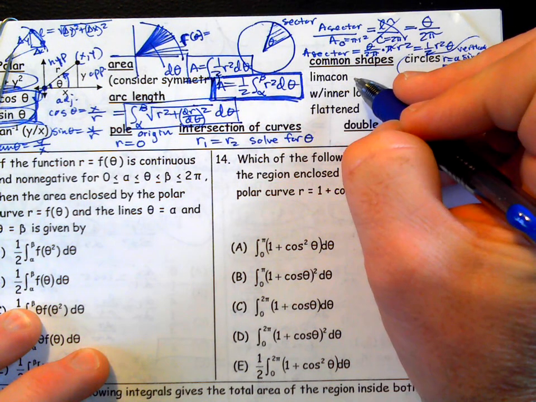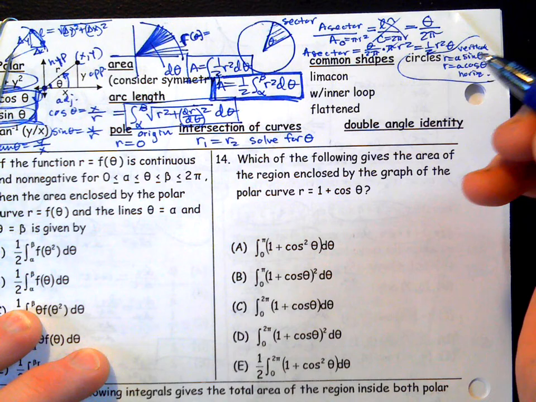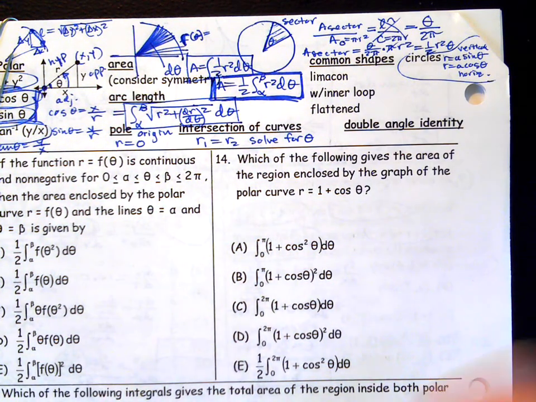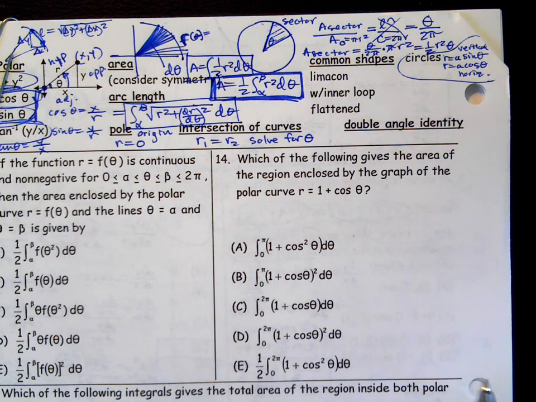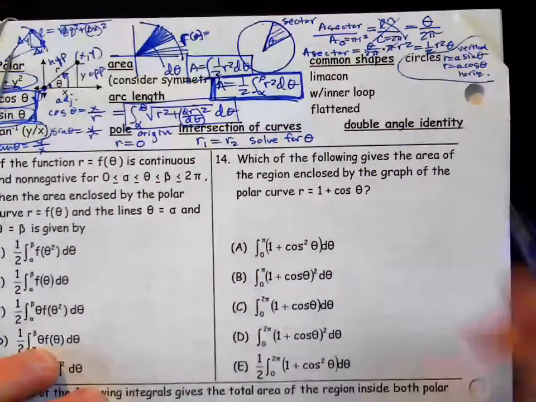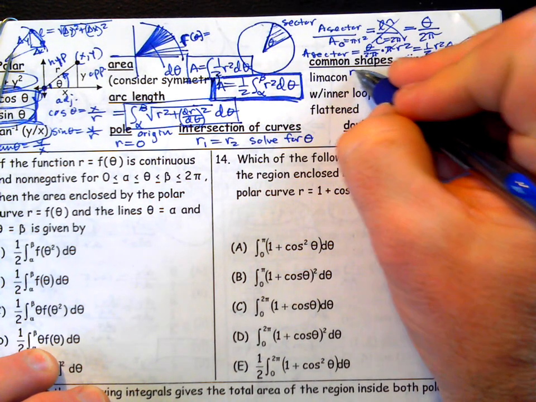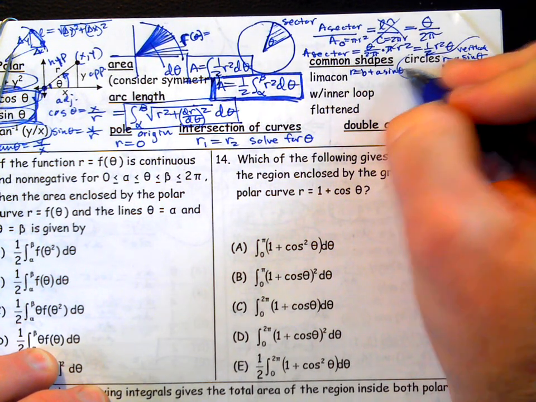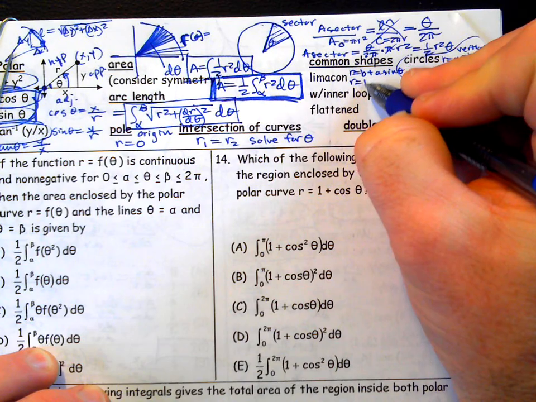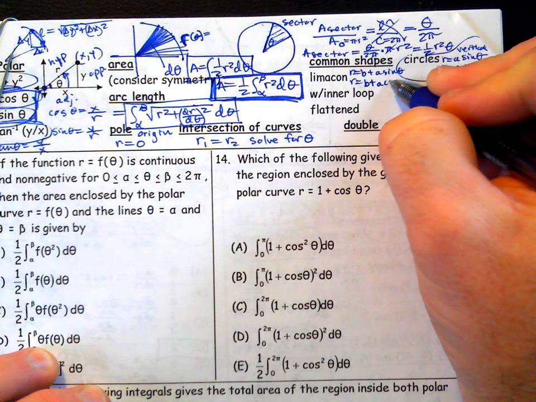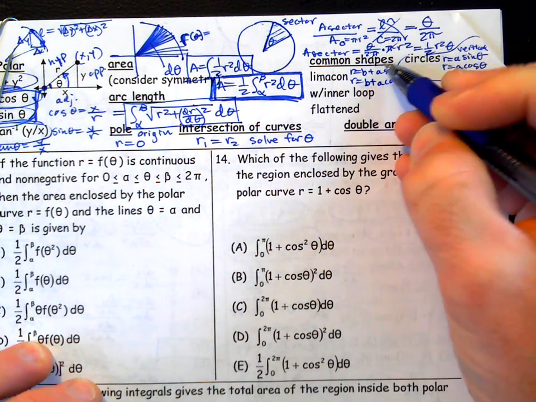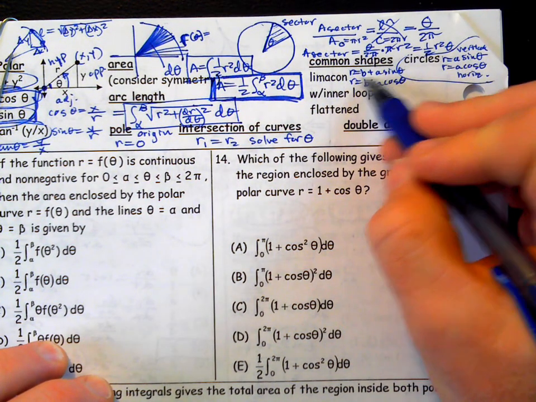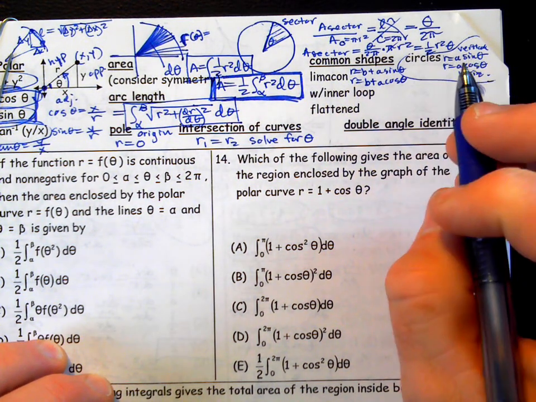Limaçons, let's see, is this whole family of other shapes that include cardioids and flattened limaçons and limaçons with inner loops. And so limaçons in general are r equals B plus A sine theta or r equals B plus A cosine theta. And A could be negative. A is a number, it could be positive or negative. So the difference is that there's this extra term being added to the radius.